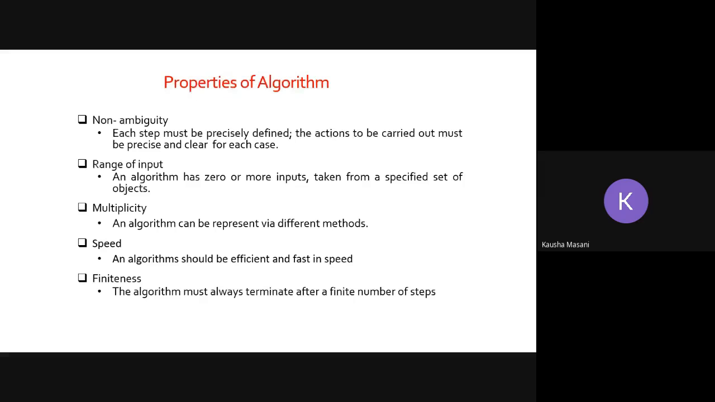And the last one is finiteness. That means your algorithm should terminate after a given number of steps. It should not keep going on, taking up so much time. Because if it takes that much time, again the property of speed is not fulfilled, right? So these are the 5 properties of an algorithm.